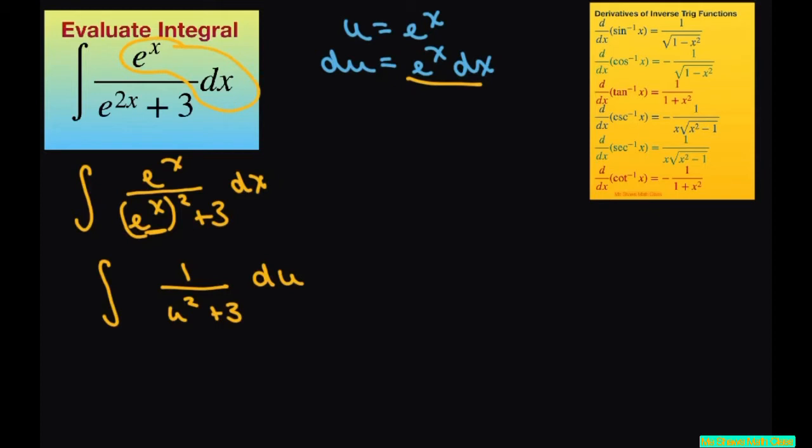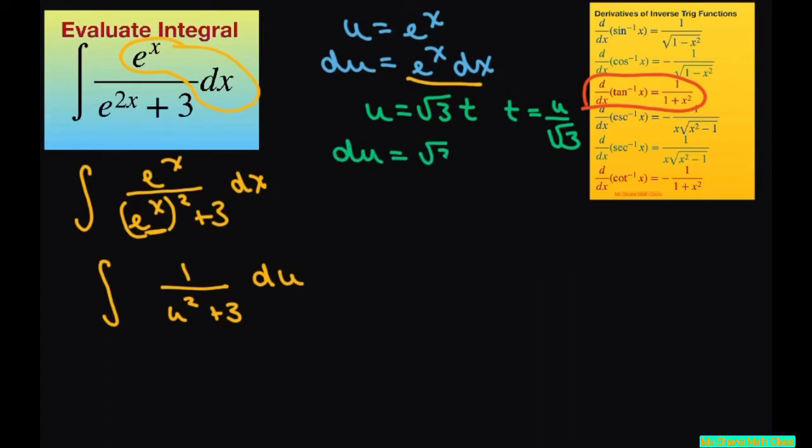All right, next step. We're trying to get it to look like arctan, or inverse tan. So let's let u equal square root of 3 t, because I want my t to equal u divided by square root of 3. When you do that, the derivative of u is going to equal square root of 3 times the derivative of t. So basically what we're going to do is substitute now.